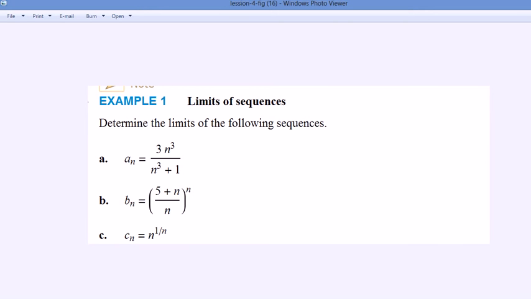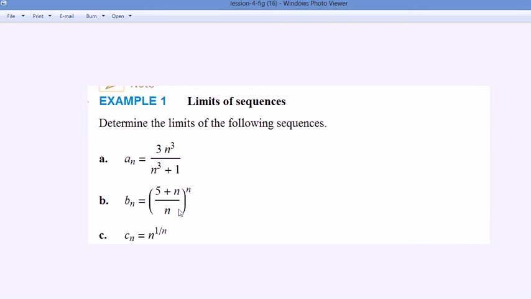Limit laws or indeterminate form? Which one is it? What's happening to the numerator? Infinity, right? What happened to the denominator? It also goes to infinity. Limit laws or indeterminate form? Indeterminate form. You can't use limit laws here. But if you algebraically manipulate this one, all of a sudden you can use limit laws.